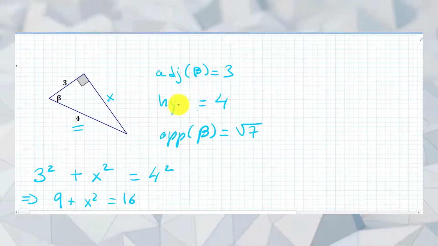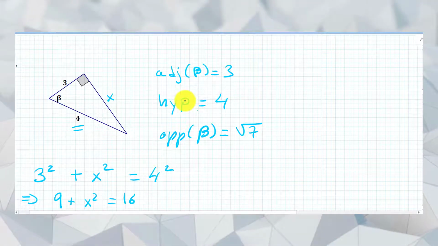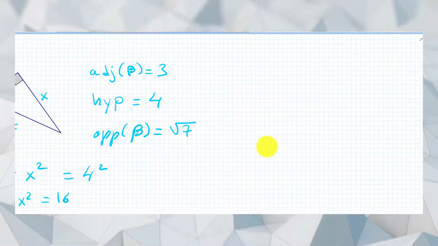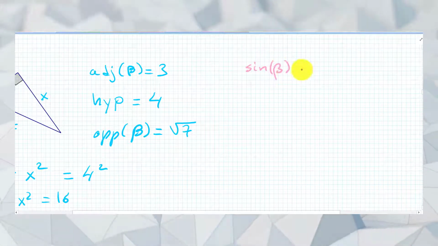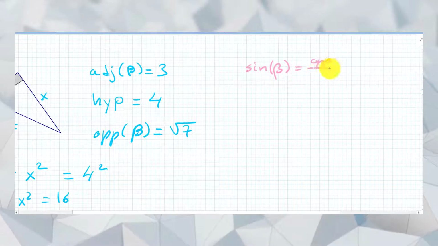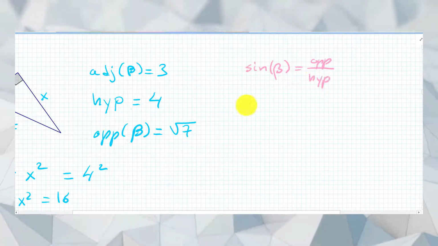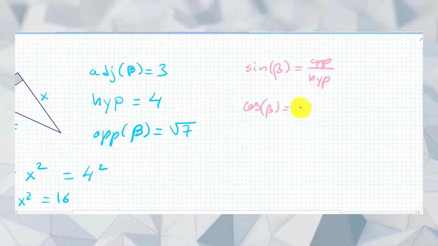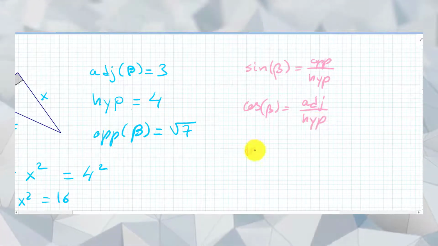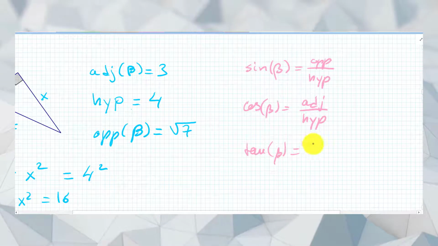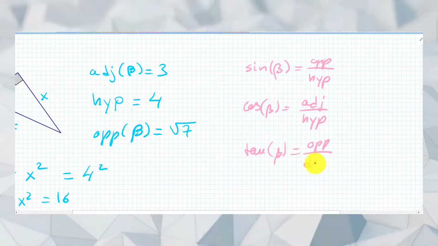Oop, it looks like the y and the p are gone here. All right, I am ready now to write the trigonometric values of the angle beta. Sine of beta is the opposite over the hypotenuse. The cosine of beta is the adjacent over the hypotenuse. And the tangent of beta is the opposite over the adjacent.